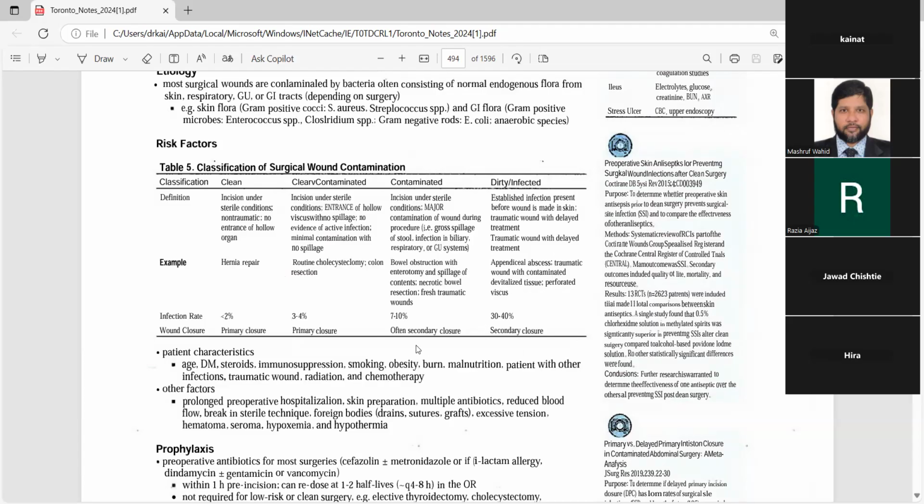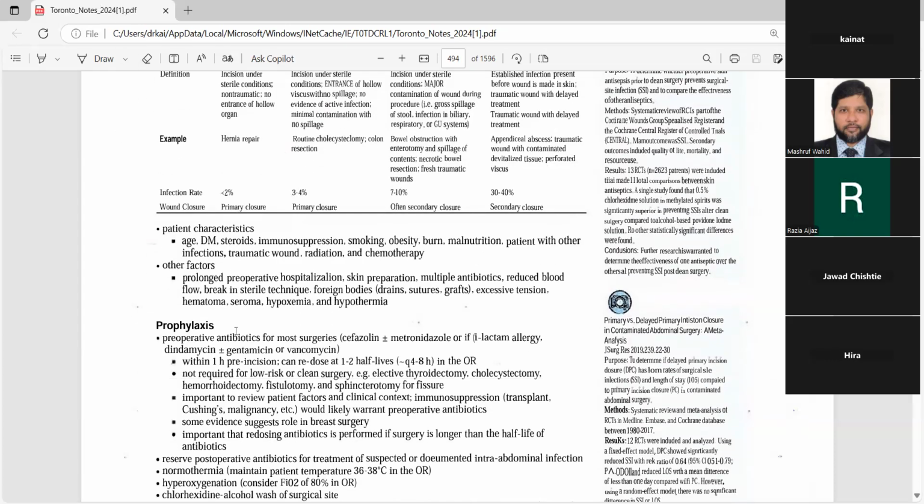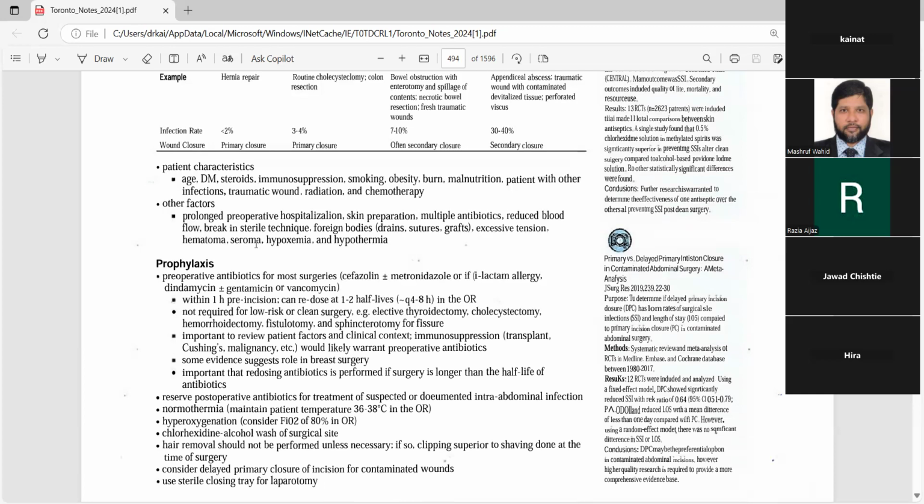Secondary closure means leaving it open, and primary closure, you know better how to do it. And then what could be the causes of this? So age, diabetes, this can be asked in your MCQs too. Or what are the factors that could cause delayed wound healing or contamination of the wound?